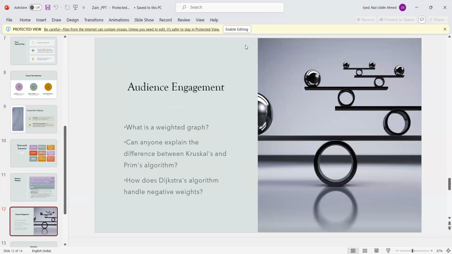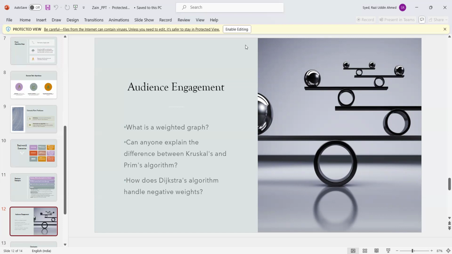In the audience engagement, we will have questions like: what is a weighted graph? A weighted graph is a type of graph where each edge or arc is assigned a numerical value called a weight. These weights represent some metric such as distance, cost, or time associated with traversing the edge.